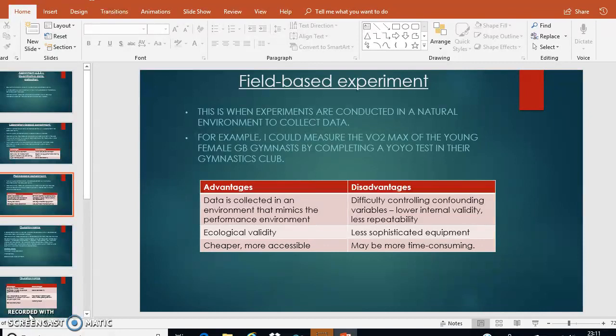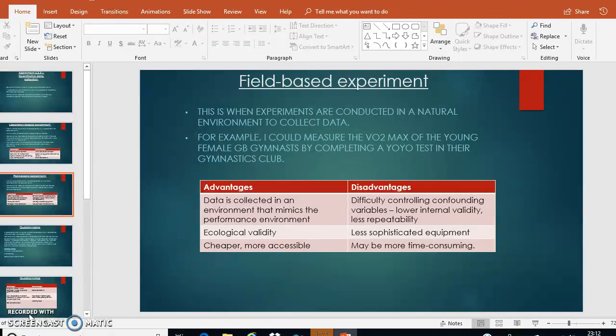Also, it increases ecological validity because these experiments are conducted in a natural environment in the real world. They're much cheaper and more accessible. However, disadvantages are that it's difficult to control confounding variables, which are variables which do affect the results, which aren't supposed to be in the experiment. So this lowers the internal validity because the experiment isn't necessarily accurately testing what it's supposed to.